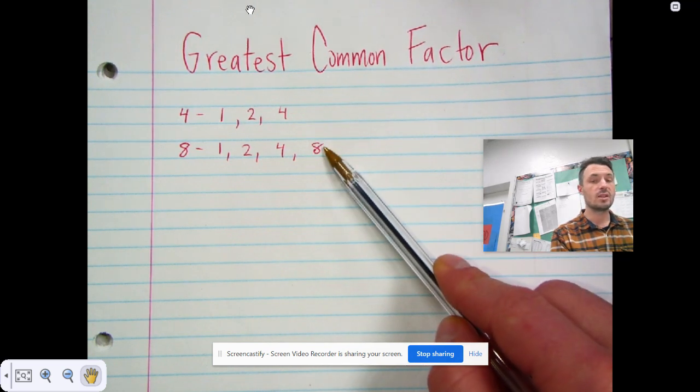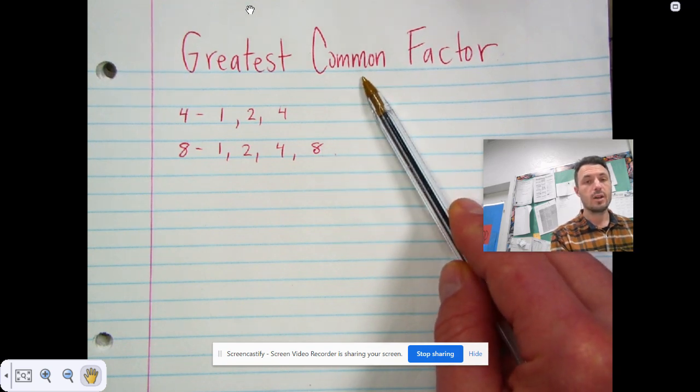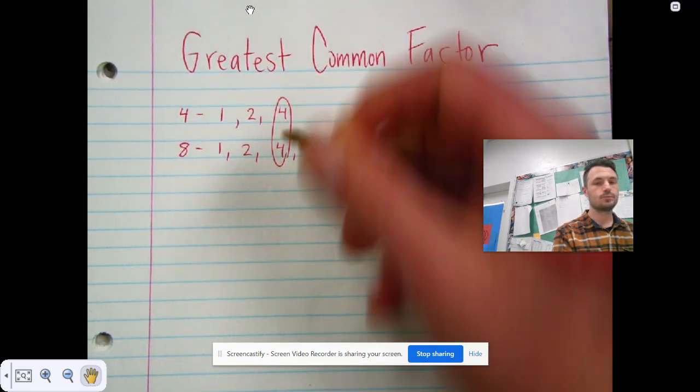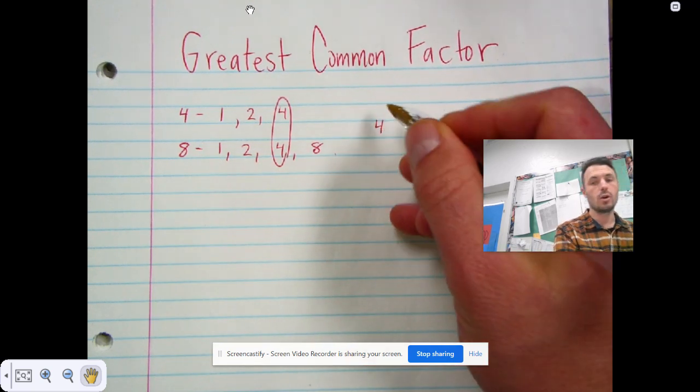So it's the greatest factor, but it's not the greatest common factor. The biggest number in both lists is 4. So the greatest common factor of 4 and 8 is 4.